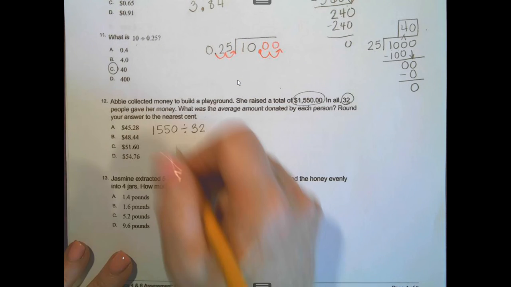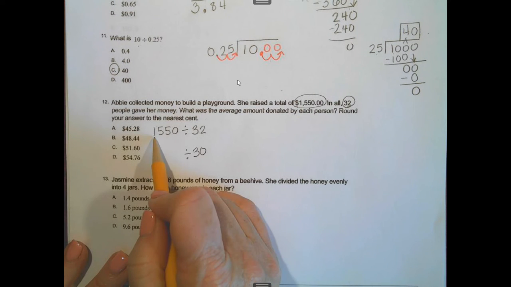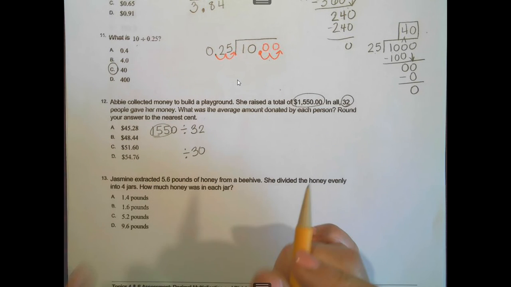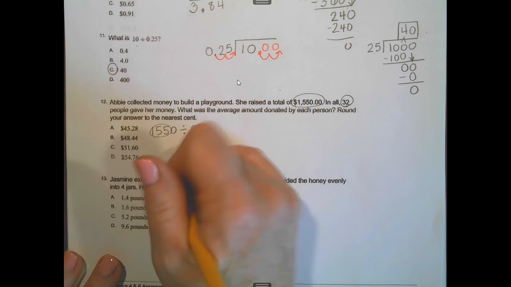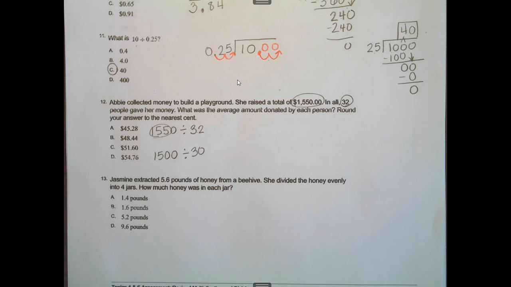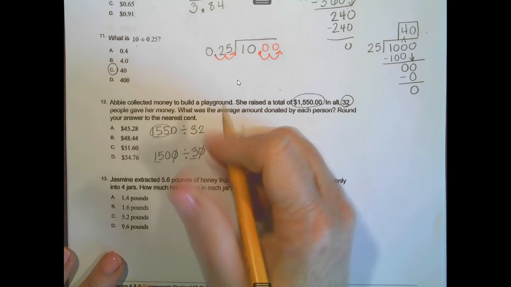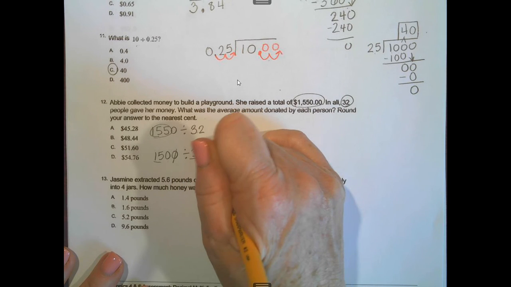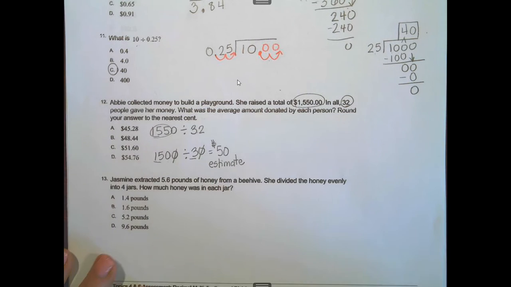So I'm going to get a quick estimate. I'm going to round 32 to 30. Looking at my numbers, I know that 150 would be divisible by 30 because 15 is divisible by 3. So I'm going to use 150 and then put that other 0 behind it. I know the zeros cancel out when I'm dividing by a multiple of 10. I know that 15 divided by 3 is 5, and so I have this other 0 to annex. So I'm going to estimate that each person is going to donate approximately $50.